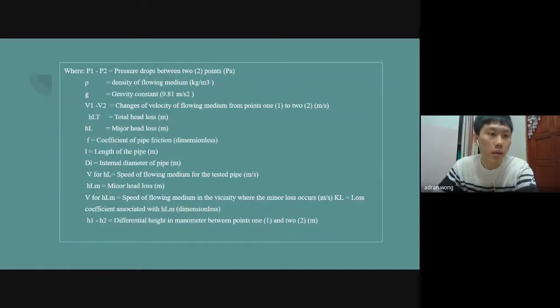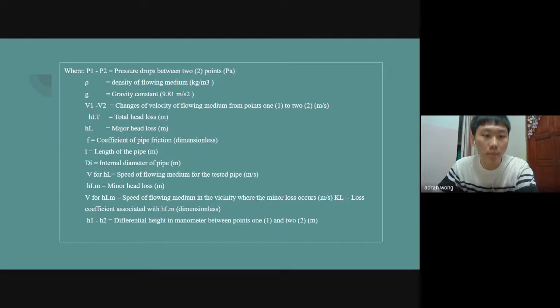Next, P1 minus P2 is the pressure drop between 2 points, and rho represents the density, and g represents the gravity constant, and V1 minus V2 represents the change of velocity of the flowing medium from point 1 to point 2, and HLT represents the total head loss. HL equals the major head loss, f equals the coefficient of pipe friction, L is the length of the pipe, D is the internal diameter of the pipe, V for HL is the speed of the flowing medium in the tested pipe, and HLM is the minor head loss.